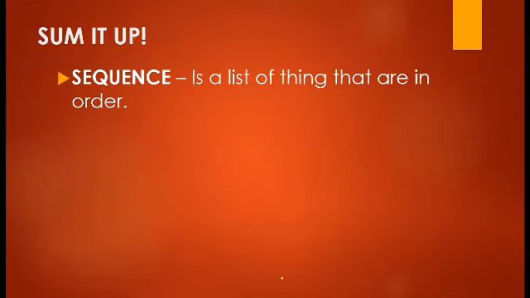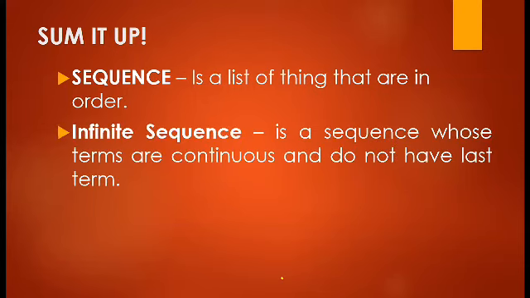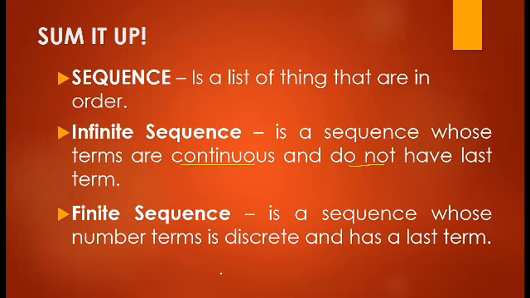So to sum it up, a sequence is a list of things that are in order. Infinite sequence is a sequence whose terms are continuous and do not have a last term. While the finite sequence is one whose number of terms is discrete and has a last term. Okay?